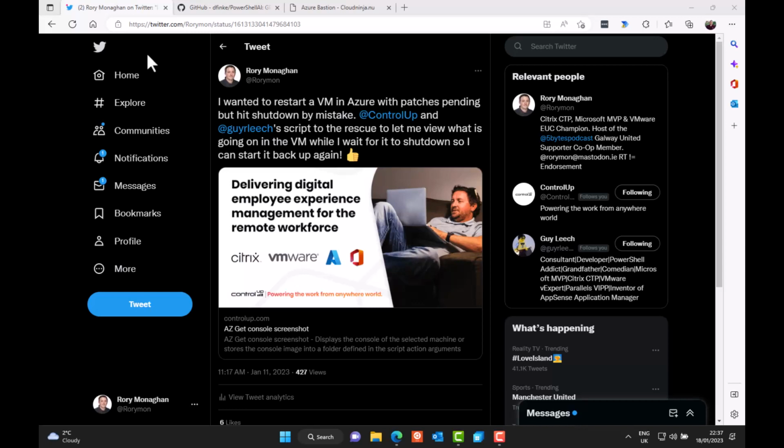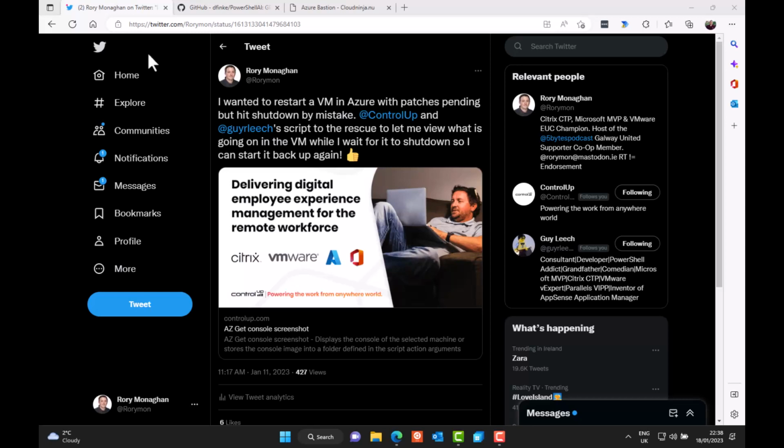But thanks to Control Up and Guy Leach's awesome script, I was able to view the console view by running the script within Control Up and see the state that the VM was in. So I didn't really have to guess how long this might take, or wonder if the VM is in a hung state and I really need to power it off. I was able to just get a safe feeling that it was actually doing what it's supposed to do.